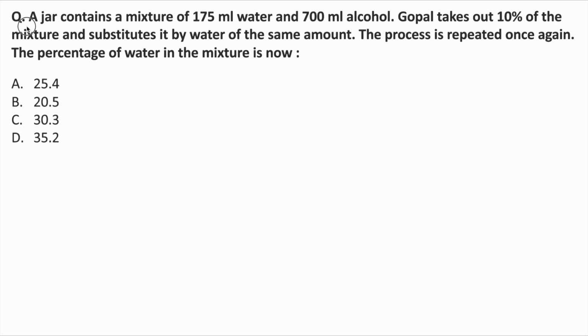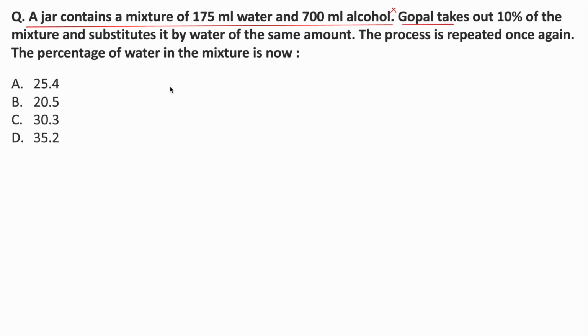So for time being, let's completely ignore this first part of the question. Let us focus on the second part only. Gopal takes out 10% of the mixture and substitutes it by water of the same amount. This process is repeated once again.